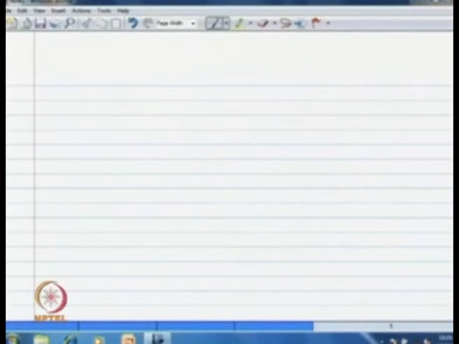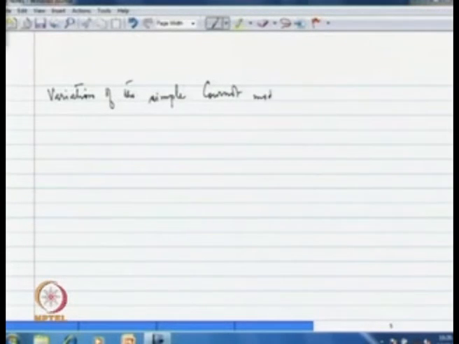So, this is an exercise. Let me first write down the exercise, then we shall solve it. This is a variation of the simple Cournot model. So, what we have here is the following.